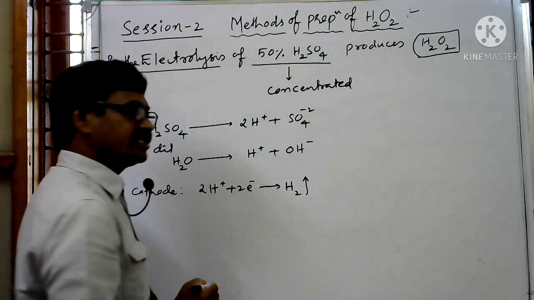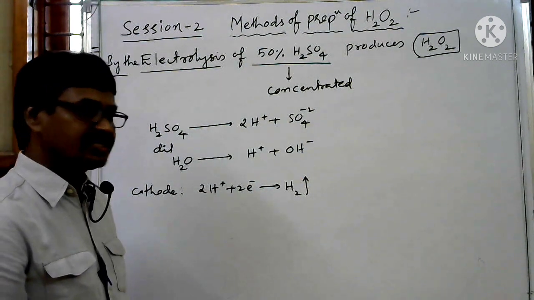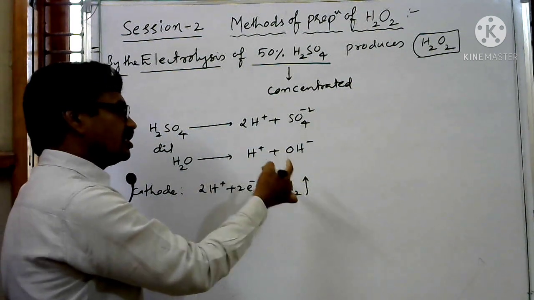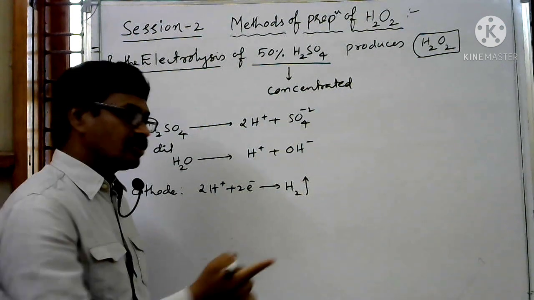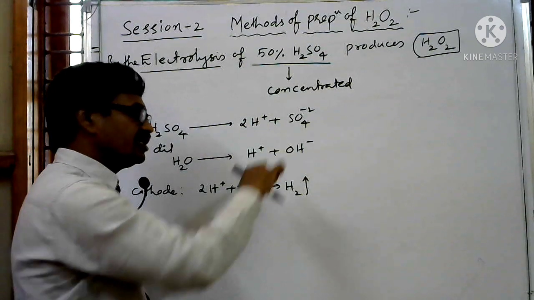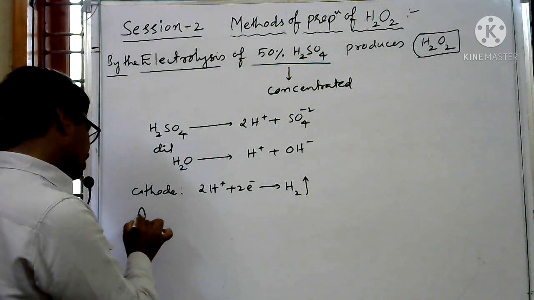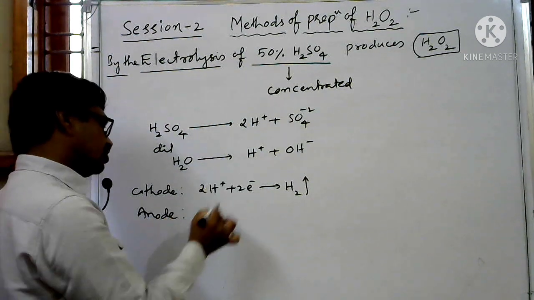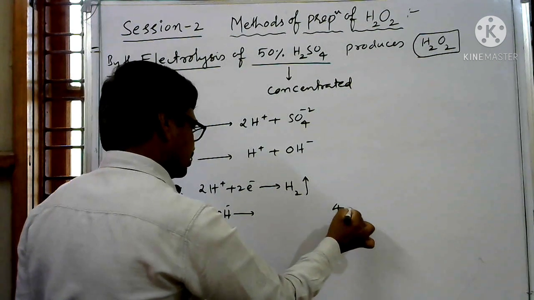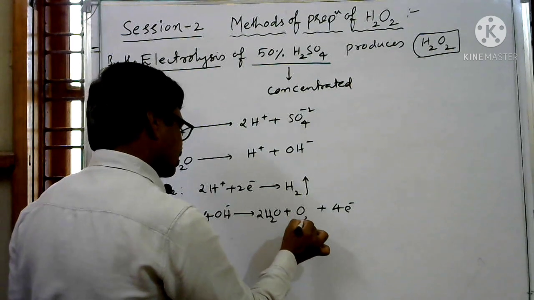Hydrogen gas is liberated. Then among OH minus ions and SO4 2- ions, if you take discharge potential, the energy required to discharge SO4 2- ion is more compared to OH minus ion. So that SO4 2- ions remain in the solution and OH minus ions participate in the discharge process. So at anode, what reaction takes place here? OH minus ions. Here I am taking 4 OH minus ions. 4 OH minus ions lose 4 electrons and produce 2 water molecules, along with this oxygen gas is liberated.